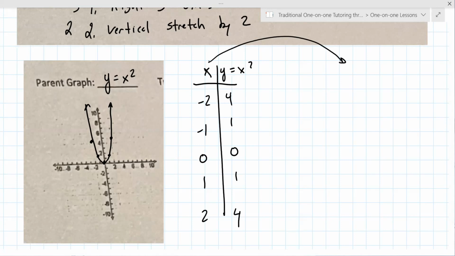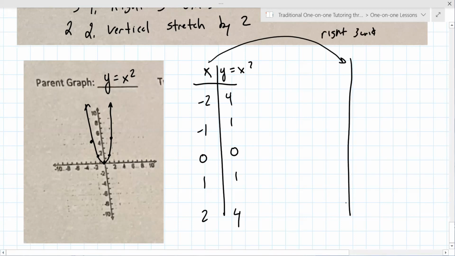So the transformation we're doing first is right 3 units. That affects the x value, so you add 3 to each of these x values right here. If it's easier, start at the bottom: what is 2 plus 3? You have to do them all, but you might see the pattern. 1 plus 3 is 4, 0 plus 3 is 3, -1 plus 3 is 2, -2 plus 3 is 1. You start seeing the pattern. The y value does not change.